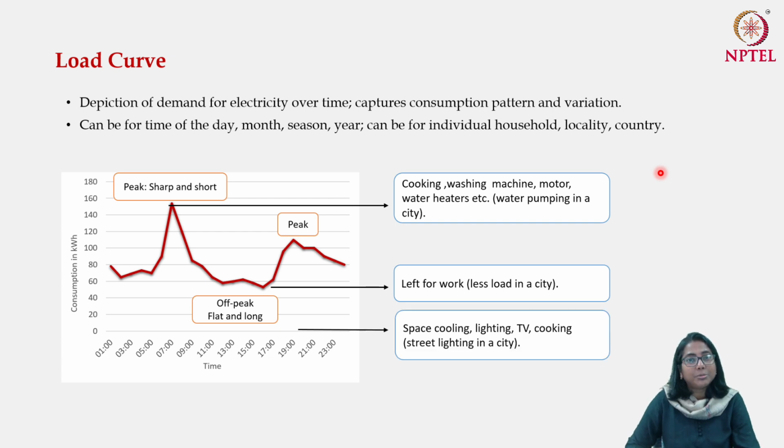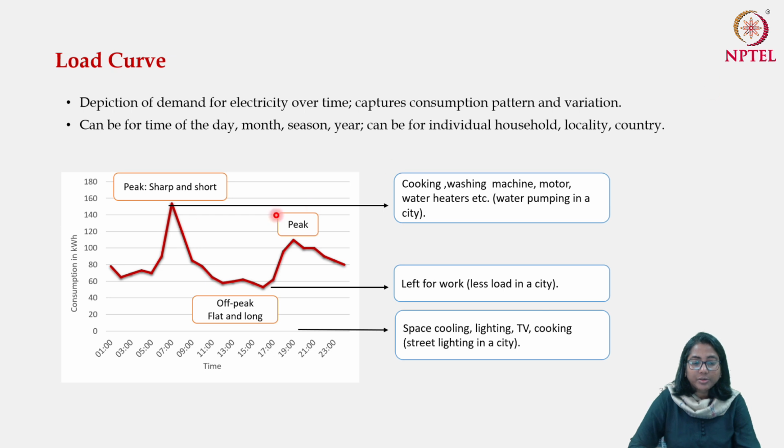Now you can imagine people started coming back in the late afternoon, evening, 4, 5 o'clock, and then the rest of the activities again start. Maybe space cooling, if this is summer, then it's space cooling, lighting. People maybe are engaging in some entertainment activities, and that again requires a lot of electricity. So again, you should see a peak period.